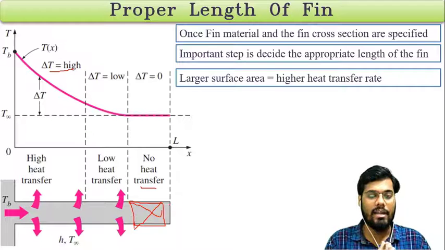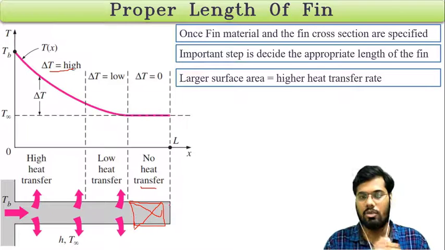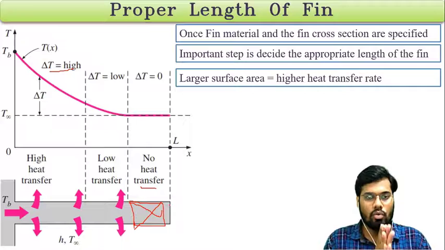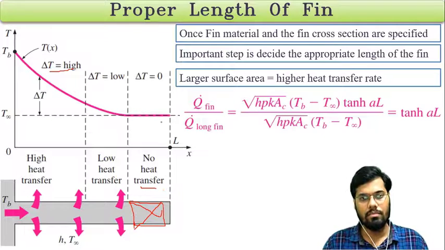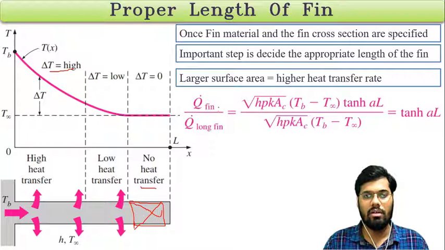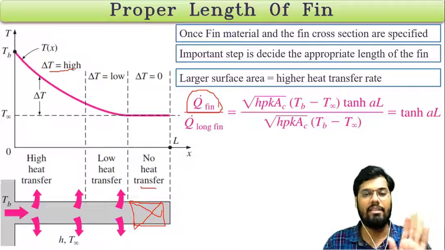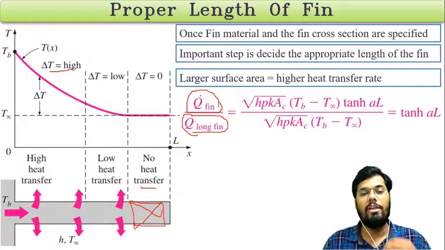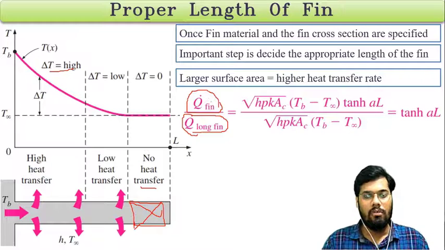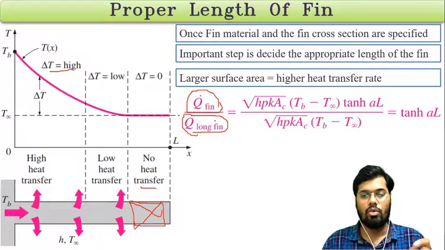So how to decide the length of the fin is still a question for us. To solve this question, we take a ratio. This is the ratio of Q fin, the heat transfer rate of the fin which has a finite length, to the heat transfer rate of the fin of infinite length. We know the heat transfer rate for both cases.